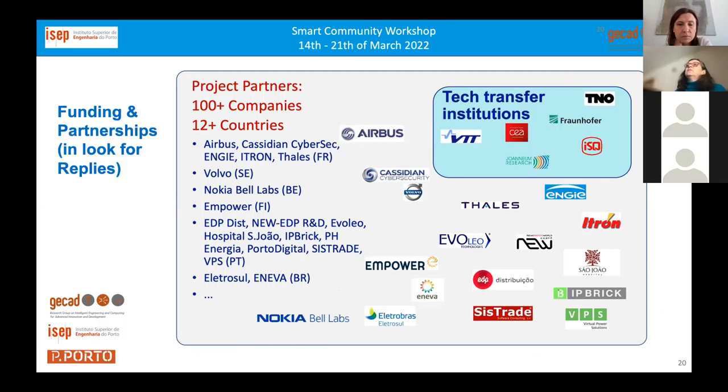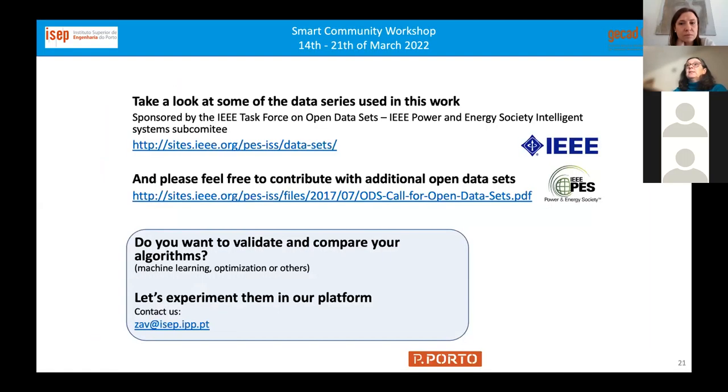input from industry. So we have a lot of academic partners, but also a lot of industrial partners, more than 100 companies in more than 12 countries that help us. And of course, we help them. But what we gain with that is that we know what the reality is, what the real problems are, and we are working not just in terms of fundamental science, but mostly in applied science.